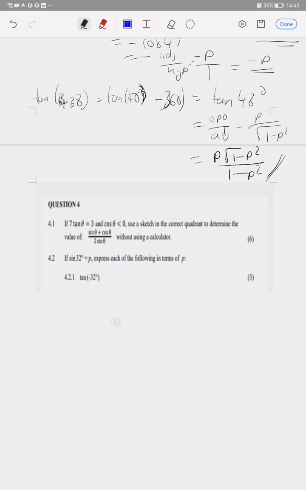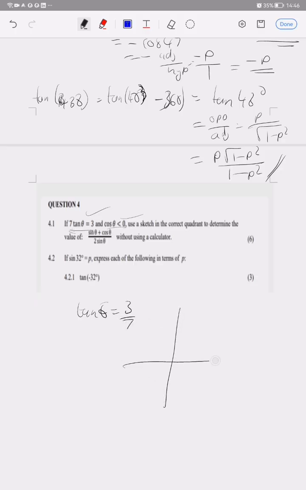Let's try this one. 6 marks, guys. It's just free 6 marks, right? So let's say this is a Cartesian plane problem. We have a restriction here. This is a triangle plane problem. Okay, let's have this one. So we have tan theta is equal to 3 over 7, right?